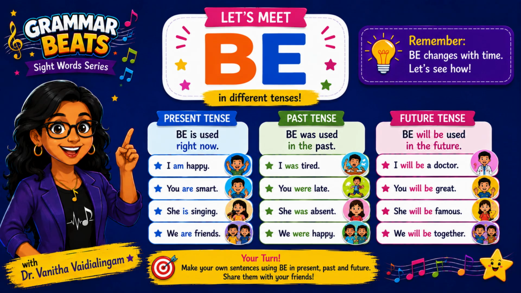In the future tense, be is used with will. I will be a doctor. You will be great. She will be famous. We will be together. Notice the form of be changes with time.